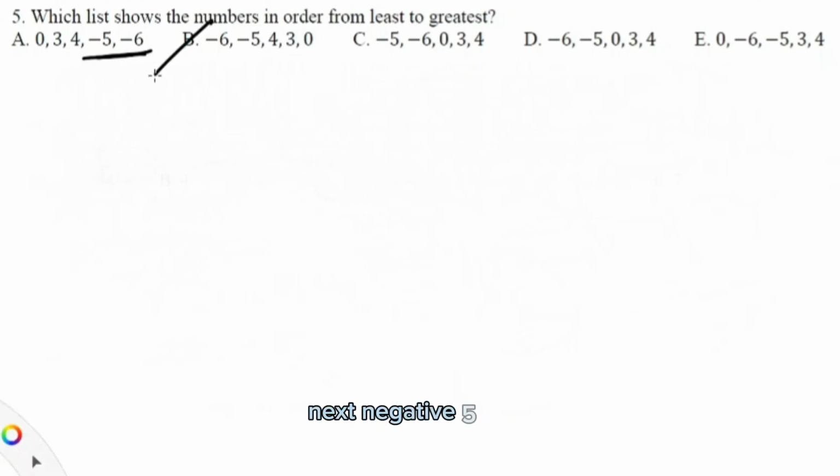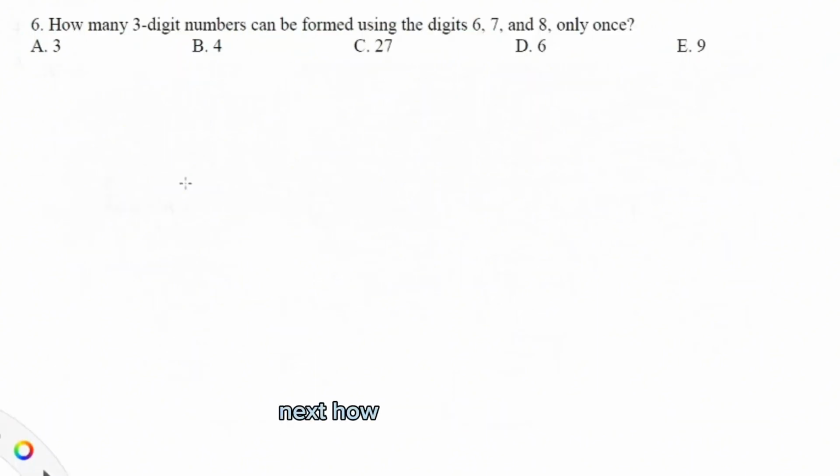Next, -5, -6, 0, 3, 4. This is almost perfect, except -5 is greater than -6. So that is not correct. Next, -6, -5, 0, 3, and 4. This is actually perfect because it goes from the least number to the greatest number. So that's your answer.